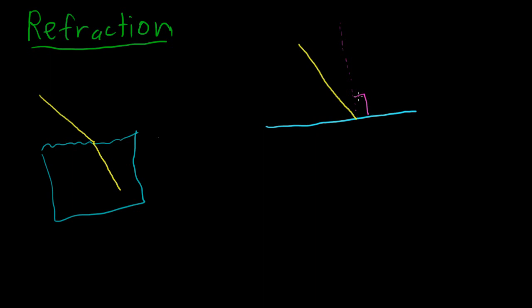A normal is perpendicular to the surface of something. So the angle between the light and the normal is called theta I, and it's the angle of incidence. It's basically the angle at which the light strikes the surface of the object. So that's the angle of incidence.